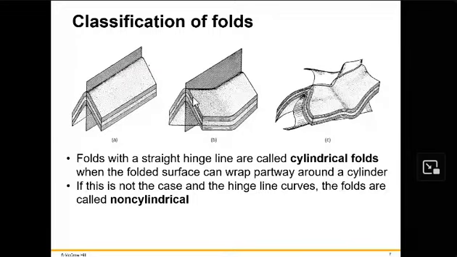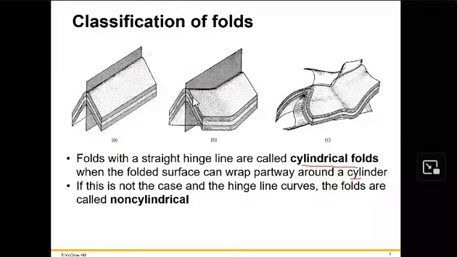For a cylindrical fold, so this is 3D classification. Look at this A diagram. Can you see that the hinge line is straight? And because the hinge line is straight, it is called a cylindrical fold. Because we can wrap the fold around a cylinder. We can wrap this fold around a cylinder because the hinge line is straight.